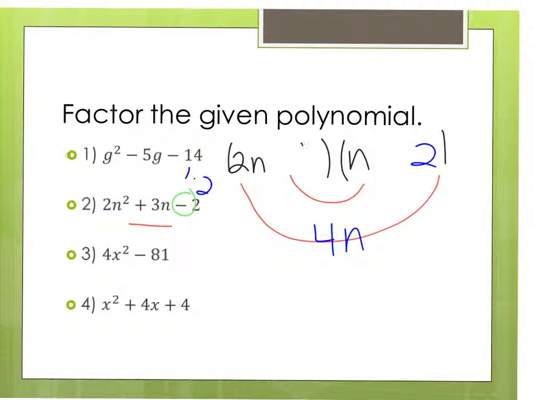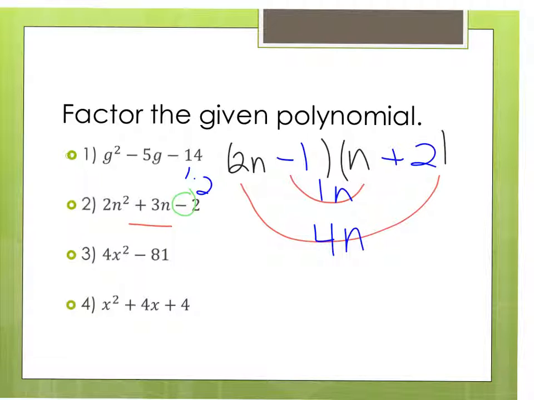And that would put my 1 here, and that would give me 1n. Now remember, I'm trying to get to a positive 3n as my final middle term. And the way that I would do that is I would assign these signs. My sign should be a positive 2 here and a negative 1 here.